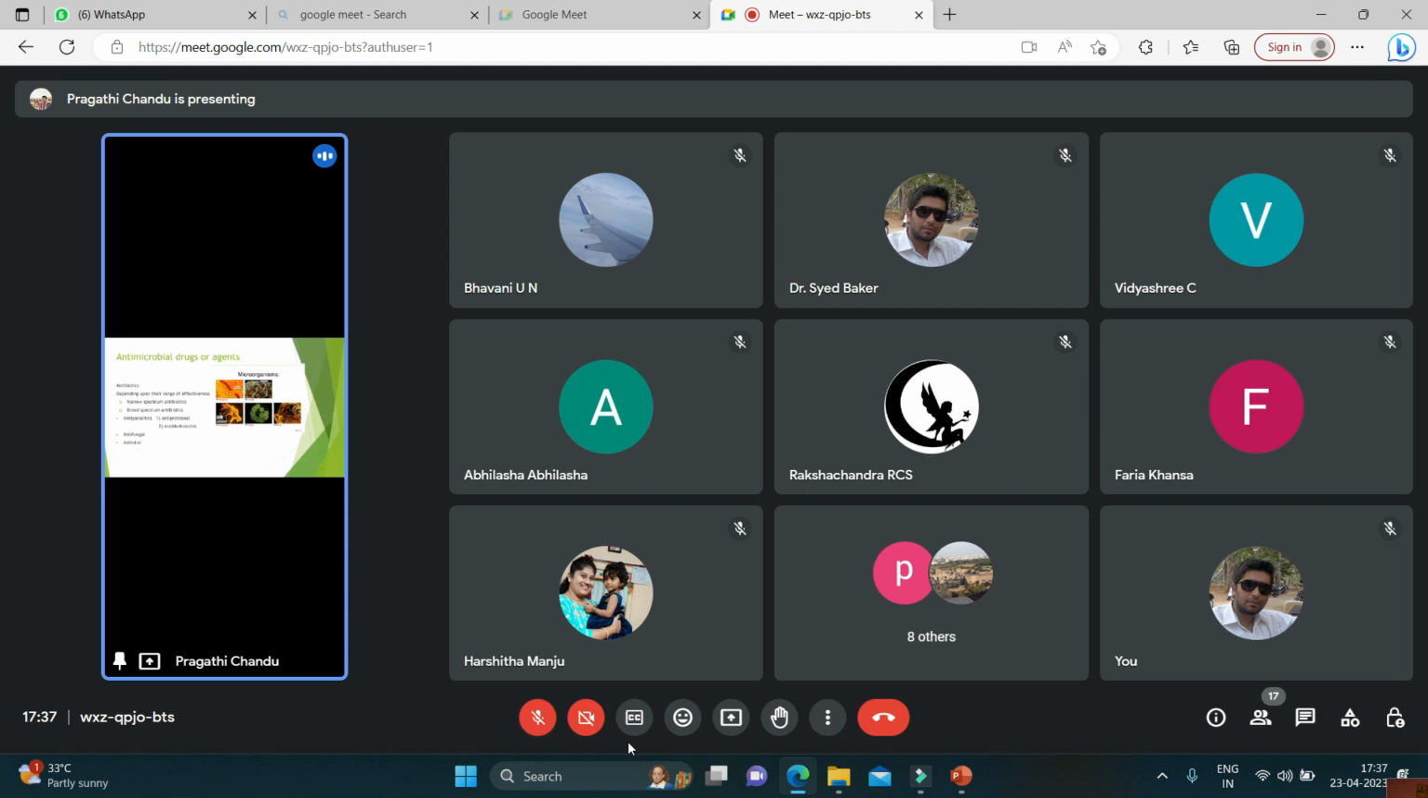First one is narrow spectrum antibiotics. Narrow spectrum means they destroy a limited range of bacteria only, whether gram positive or gram negative only. An example is penicillin. A narrow spectrum antibiotic destroys only gram positive or only gram negative bacteria. If the disease is caused by gram positive bacteria, those will be killed. Penicillin is the best example of a narrow spectrum antibiotic.